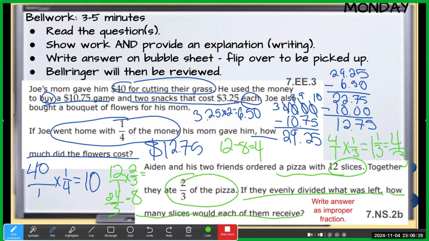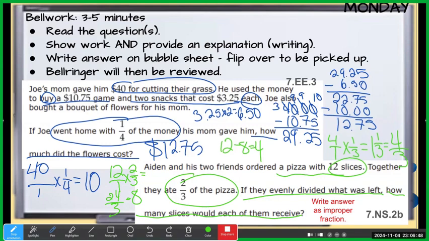Aiden and his two friends, I don't think I did that right, but Aiden and his two friends ordered a pizza with 12 slices. Together they ate 2/3 of the pizza. If they evenly divided what was left, how many slices would each of them receive? At first I started and I did 12 slices.